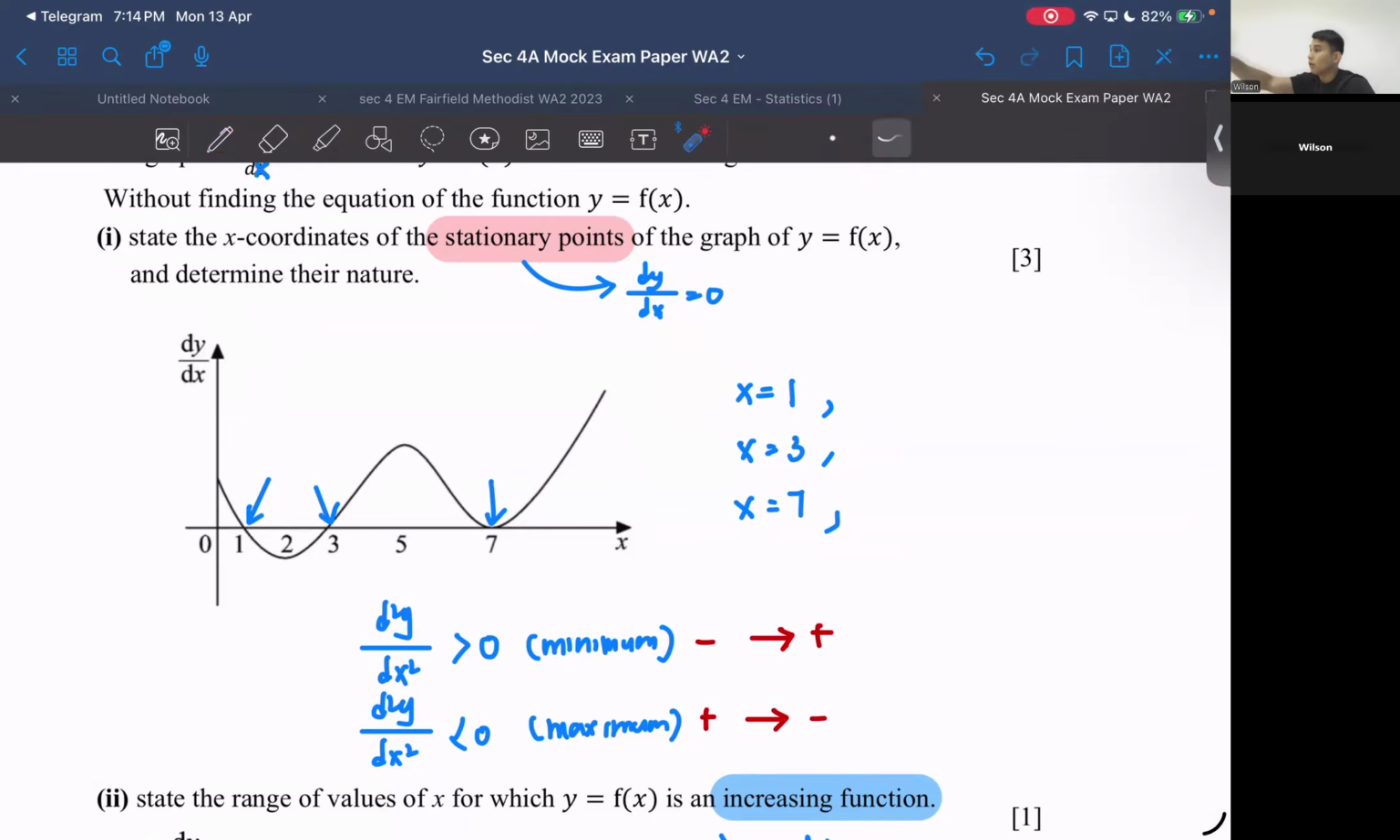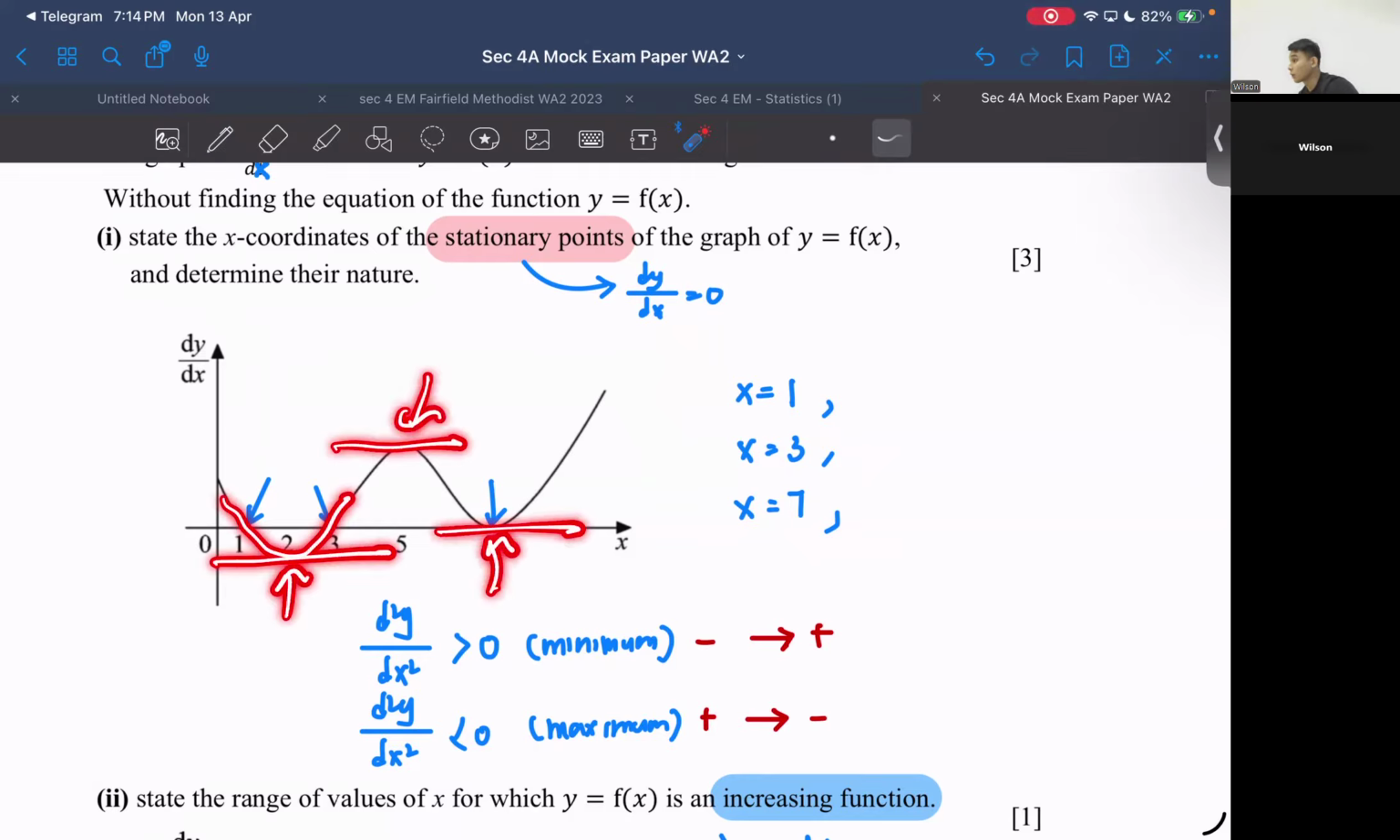Okay, so Nihao is asking this question. Shouldn't the stationary point be this point, this point and this point over here, right? That's your question, right? Now, why is it not these points? Can I ask the class, why is it not these points? Why is it not here, here, and here?